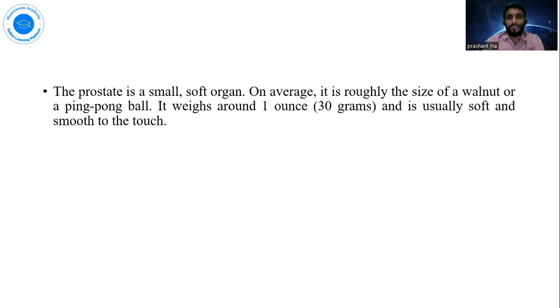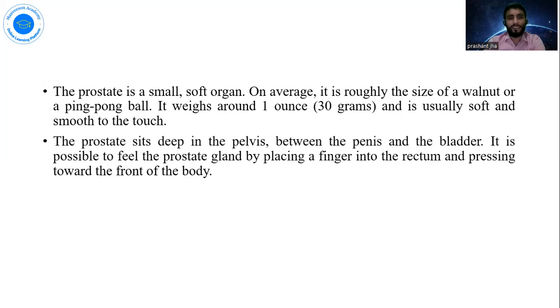The prostate is a small, soft organ. On average, it is roughly the size of a walnut or a ping pong ball. It weighs around 1 ounce, that is 30 grams, and is usually soft and smooth to the touch. The prostate sits deep in the pelvis between the penis and the bladder. It is possible to feel the prostate gland by placing a finger into the rectum and pressing toward the front of the body.